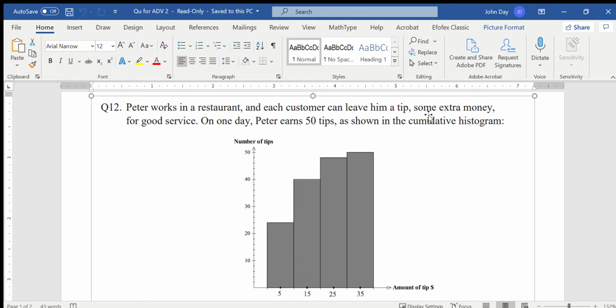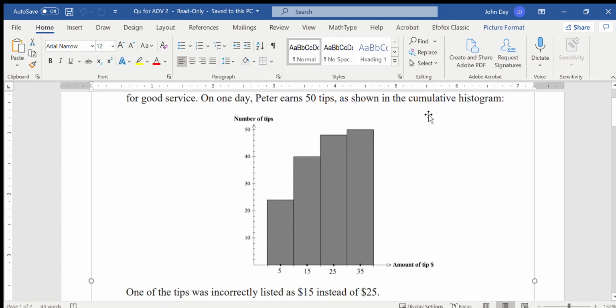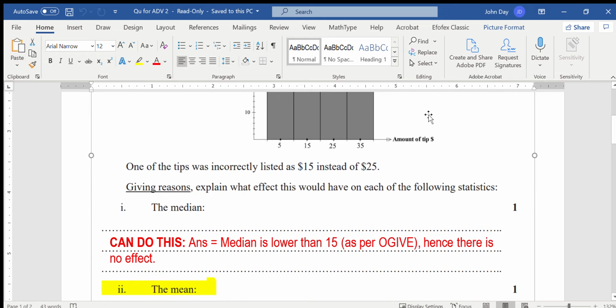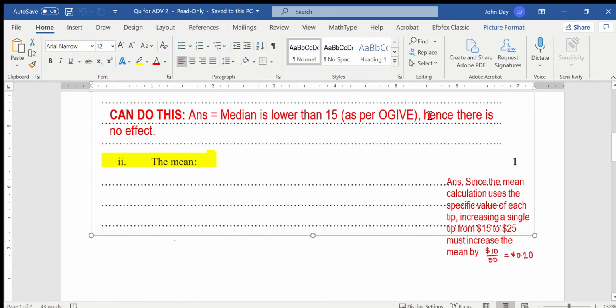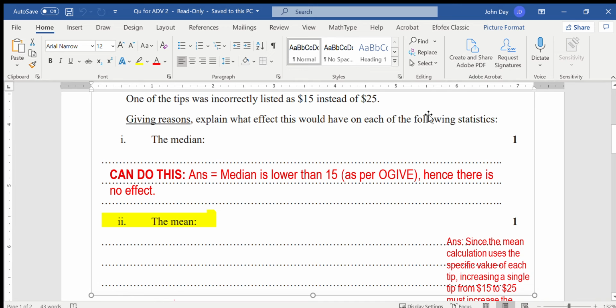So with this question, you want to know about part two. He's earned 50 tips altogether. There's 50 tips, and one of them is $25, but they've written down that it's 15. So they're saying, what's the effect that this has on the following statistics?